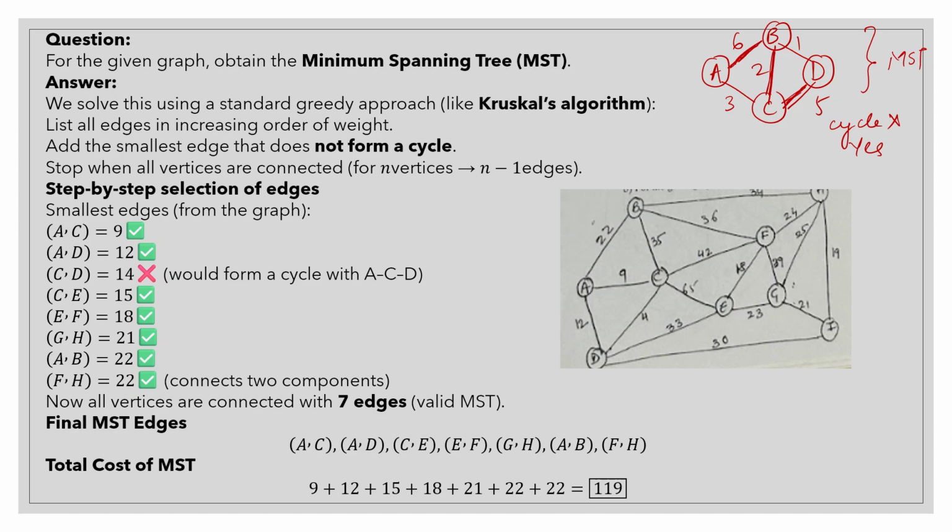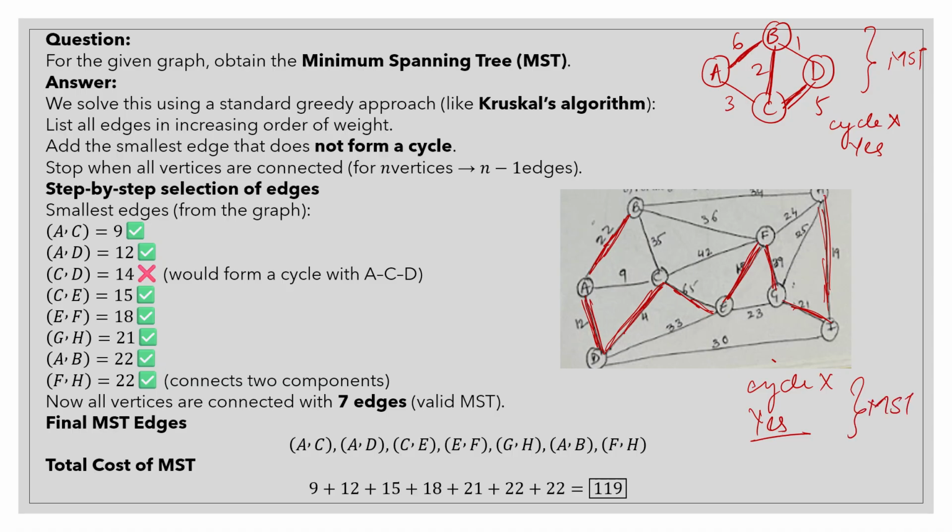Let's take another example. Let's say A to D, D to C, C to E, E to F, F to G, G to H, and A to B. Will this be a valid MST? Is there any cycle present? Have we covered all the nodes? No, there is no cycle. Are all connected? Yes, they are. So this is a valid MST.